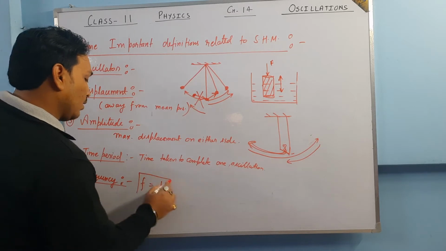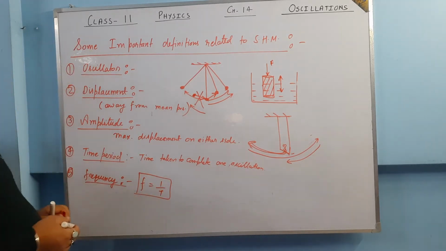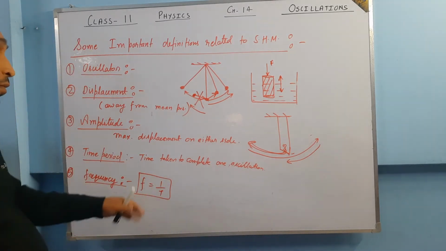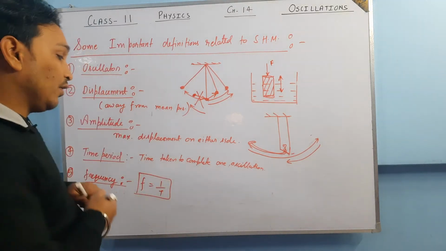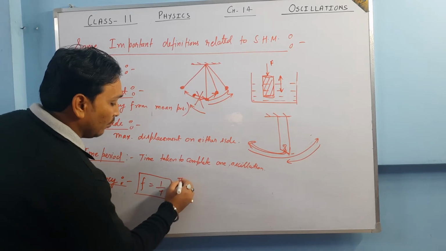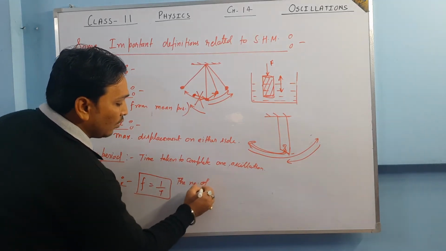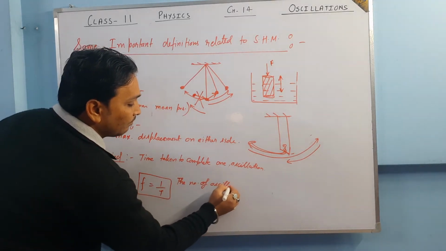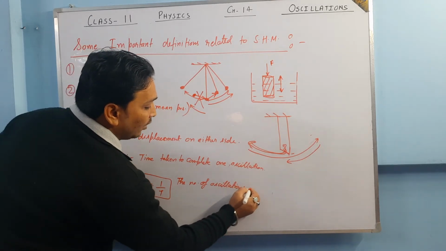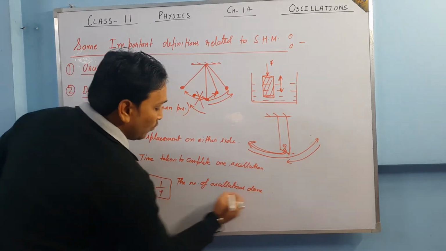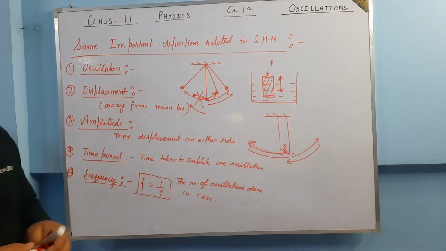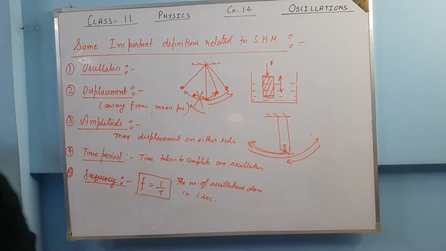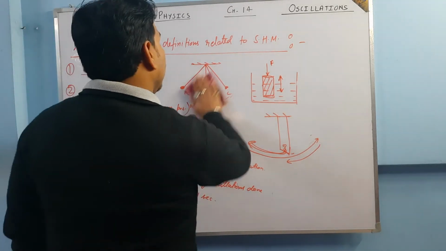But there's a definition also. This is the mathematical form, but what is the definition? The definition is the number of oscillations done in 1 second. The number of oscillations done in 1 second is called frequency.